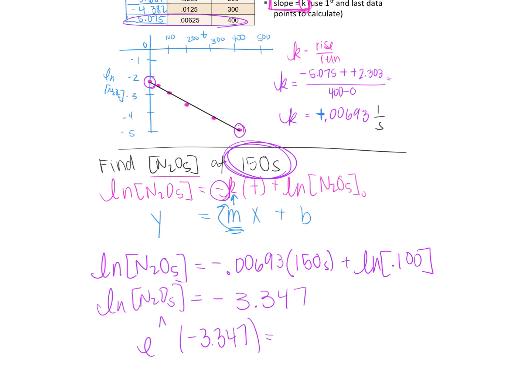So you can do second natural log of second answer, and that helps me not have to plug everything in so much. I get 0.035 mole per liter. Did that fit in our range?